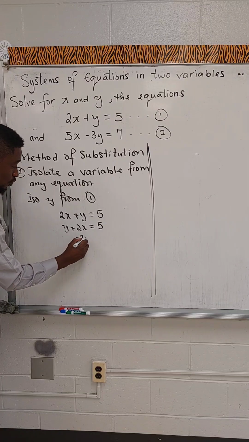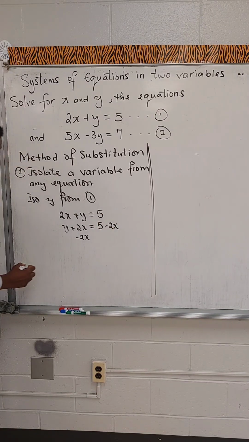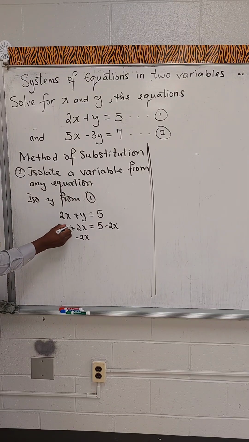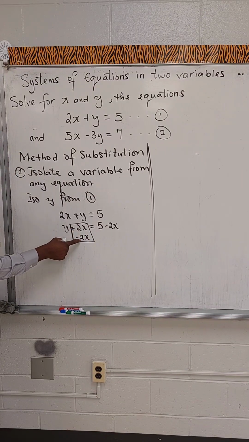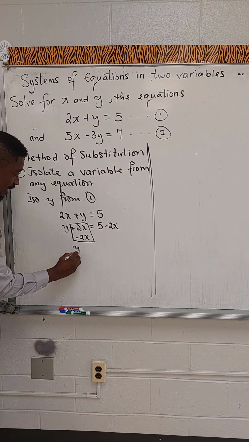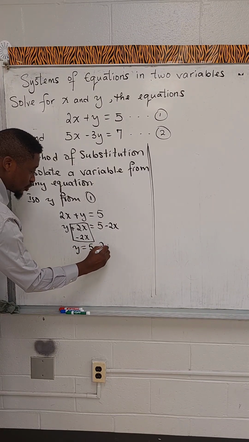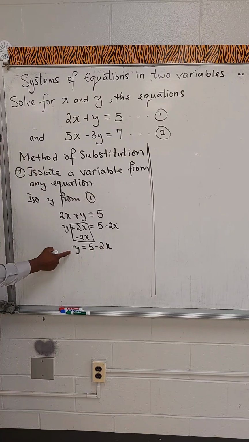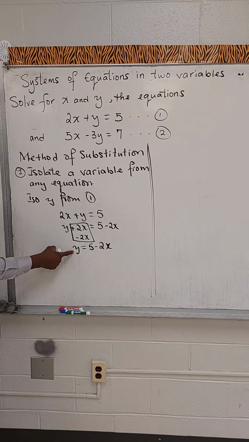So now we subtract 2x from each side to isolate y. So that is how we isolate y. When we subtract 2x on this side, then it disappears because 2x minus 2x is 0, and now we just have y is equal to 5 minus 2x. Okay, so we have isolated y. This is what is called isolating y, because we have rewritten the equation so that y is on one side by itself.